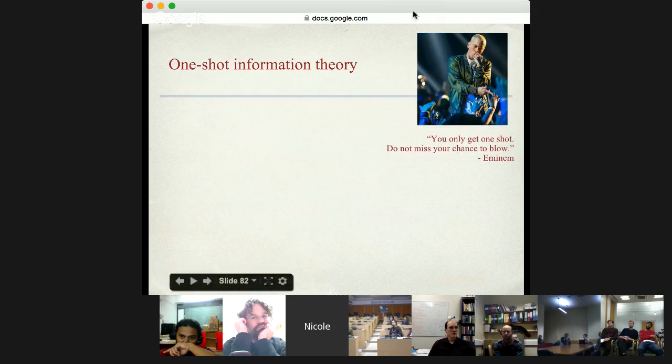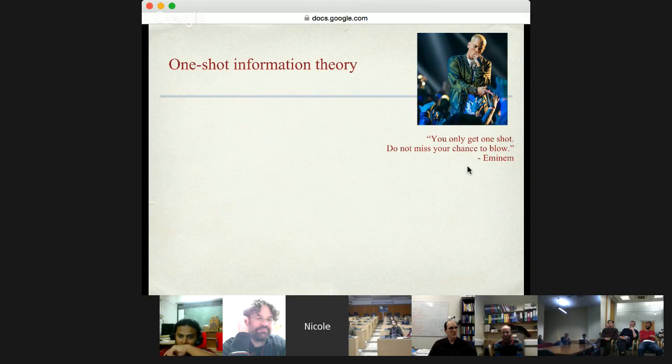I'm not sure how familiar or how many fans we have in the audience of the rapper Eminem, but in this case, I think that some of his lyrics encoded a very deep message. So as he says, sometimes you don't get n approaches infinity copies of a quantum state. Sometimes you only get one shot. So you should not miss your chance to blow, because this opportunity comes once in a lifetime, yo. So what lesson should we draw from our friend Eminem the rapper?